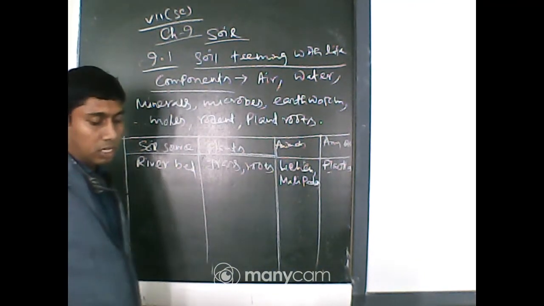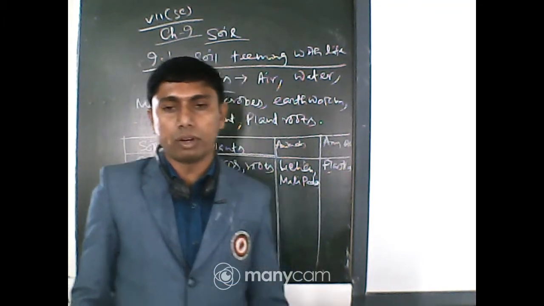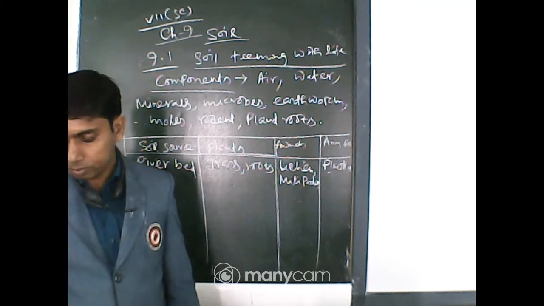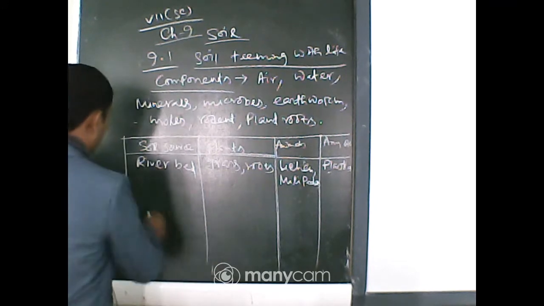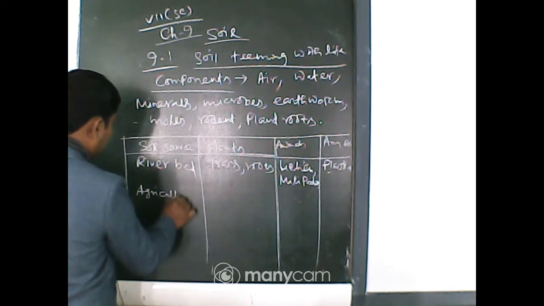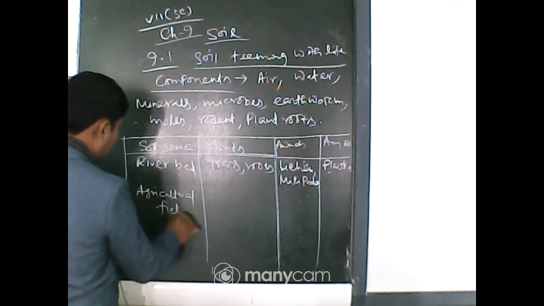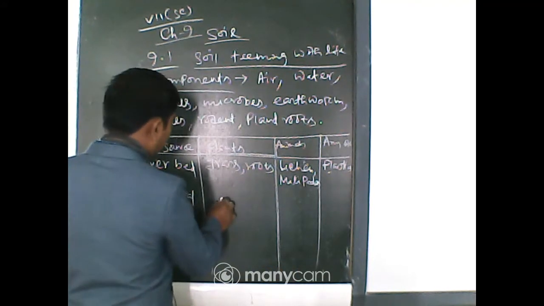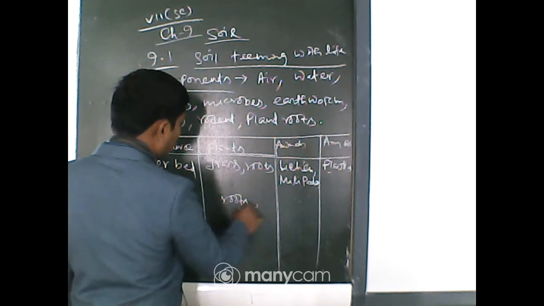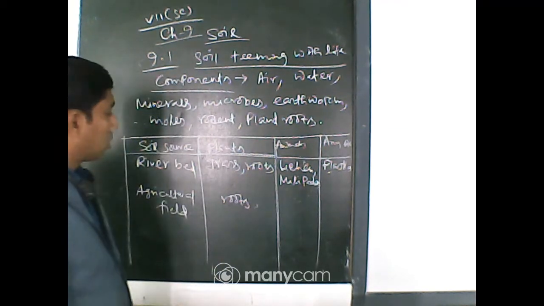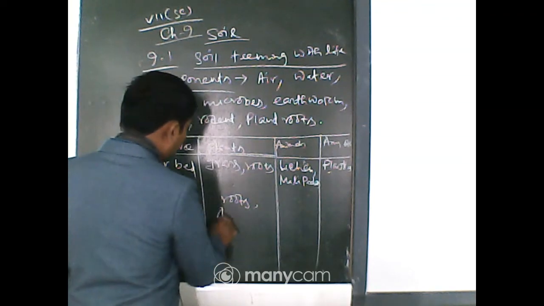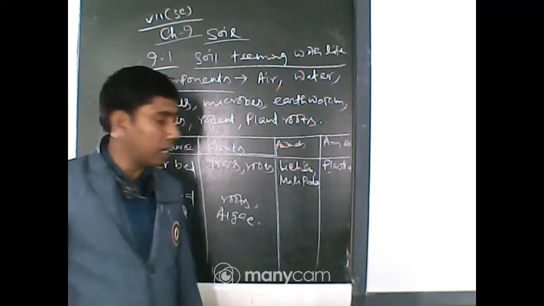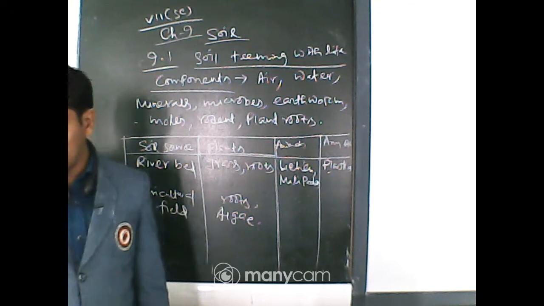Another source. Yes, forest soil you can add, but the forest soil and garden soil have no such difference. Agricultural field. What are the plants? Maybe there are roots and some algae. Roots and algae. What kinds of animal may be there?